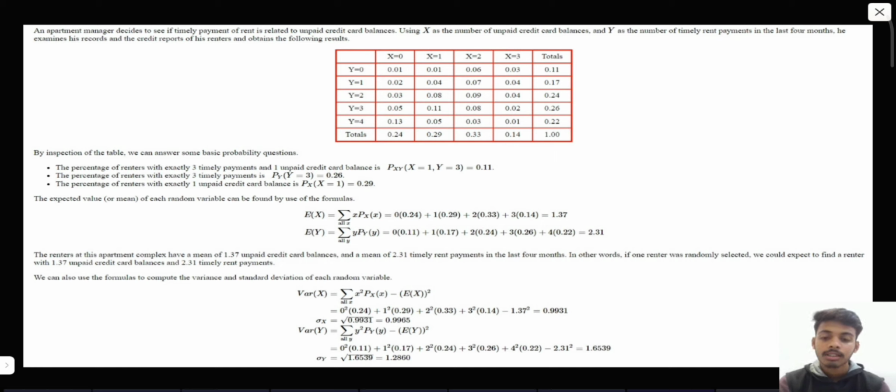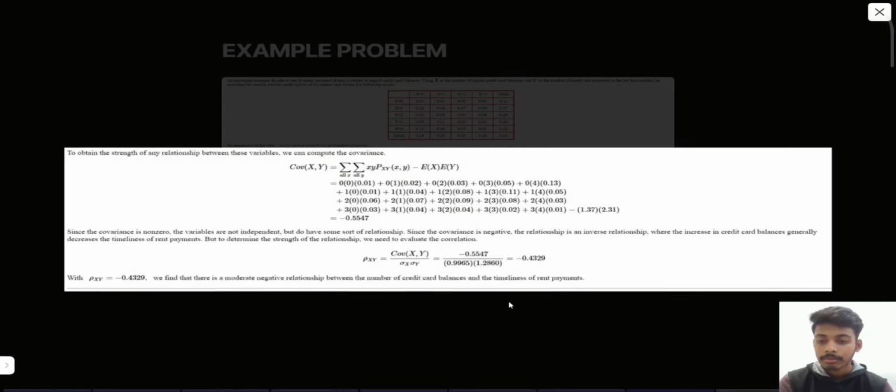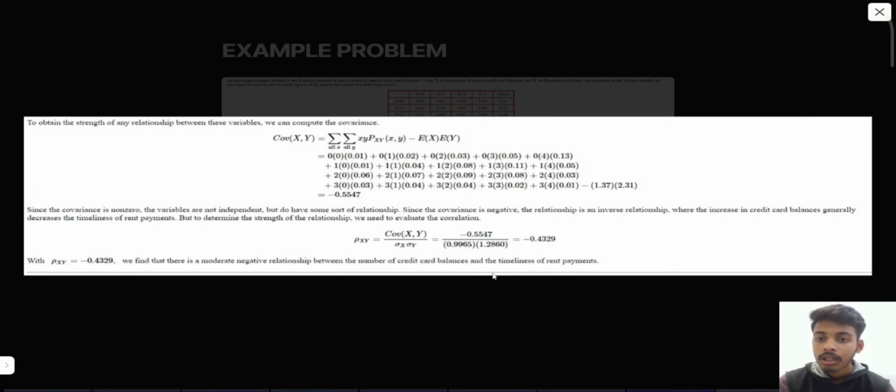After getting variance of x and y, we'll look into the next part, which is to calculate covariance. As we studied earlier, the formula of covariance is summation of xy p of xy minus expected value of x into expected value of y. We'll take all the values which we calculated earlier and add them. That is, the summation symbol means you have to add all the values of x and y. You can see the covariance which we get finally is minus 0.5547.